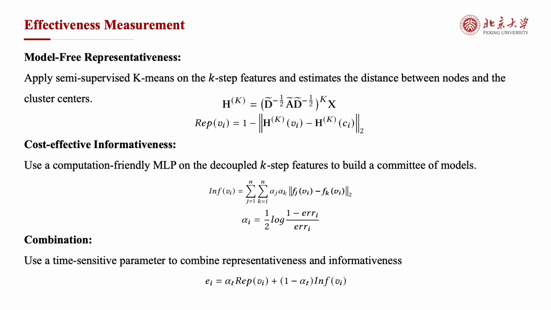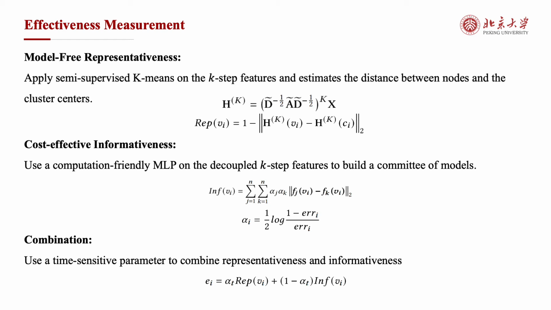Based on the observation, we define two metrics. First, the model-free representativeness. We apply the semi-supervised k-means on the k-step features and estimate the distance between nodes and the cluster centers. Note that this metric is independent of model parameters, so that it will not be influenced by the undertrained model trained with scarce labeled data at the very beginning.